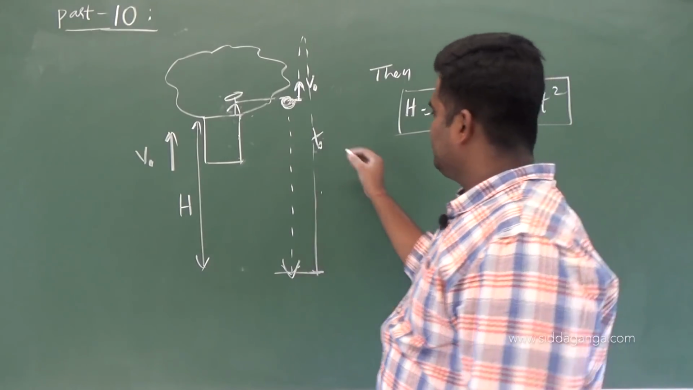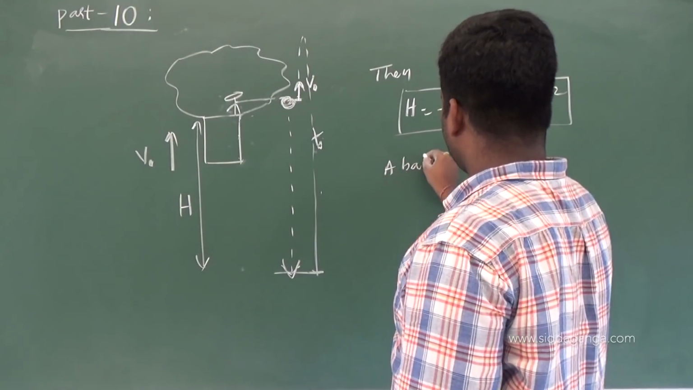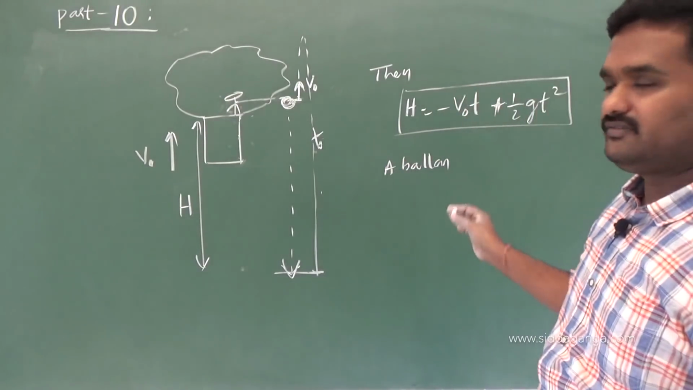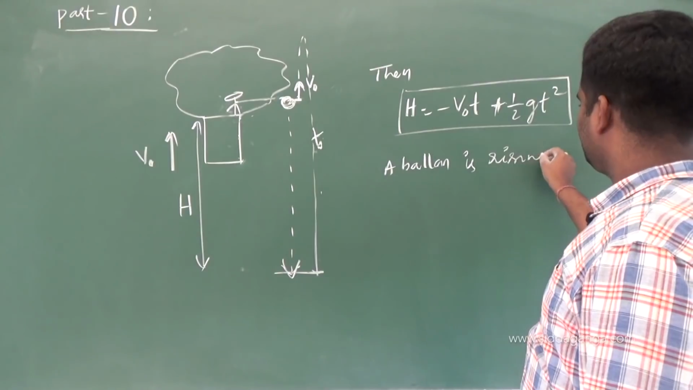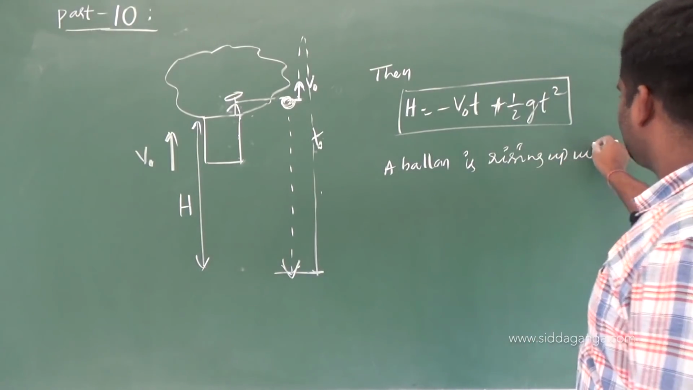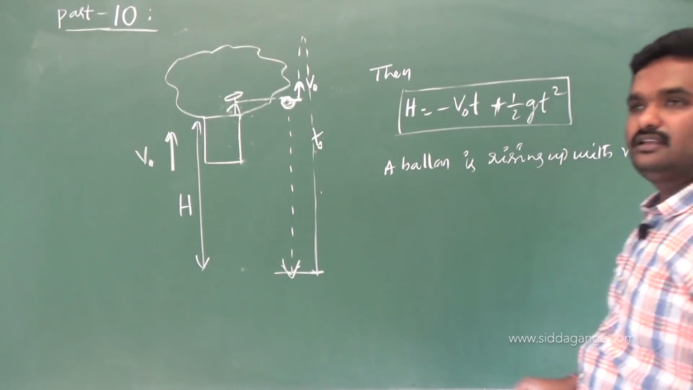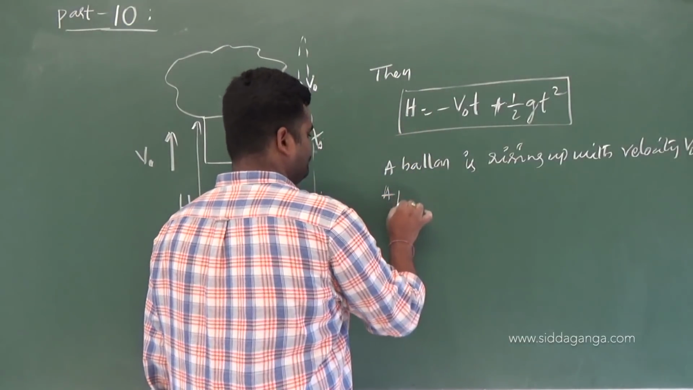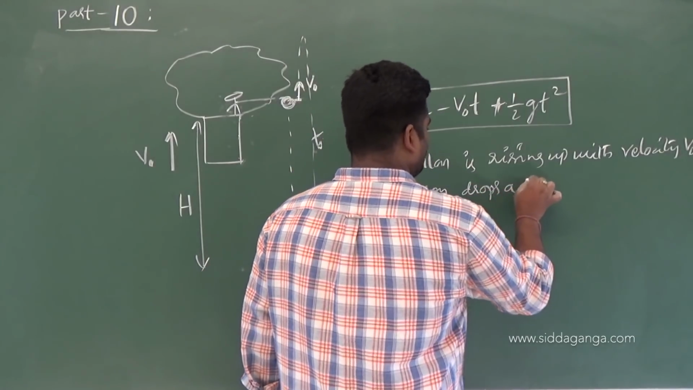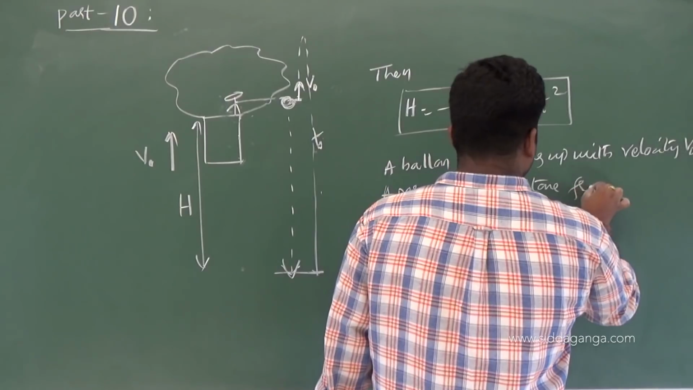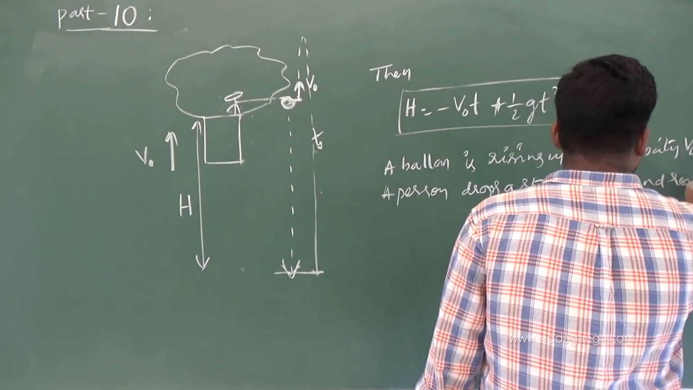Okay. See, let me say a balloon is rising up, I'll write this problem, I'll frame the sentence for it. A balloon is rising up with a velocity v naught. A person drops a stone from it and it reaches the ground in t seconds.